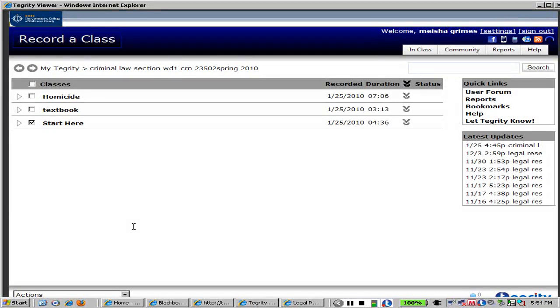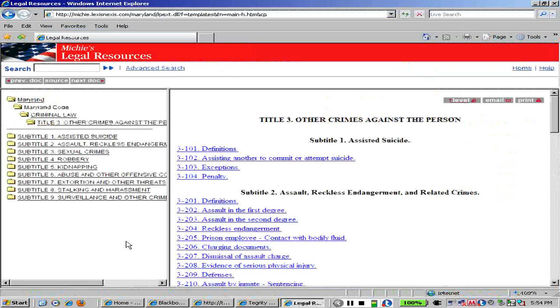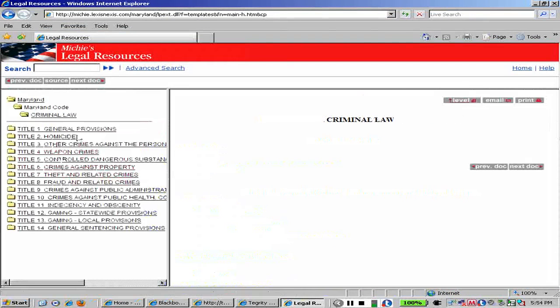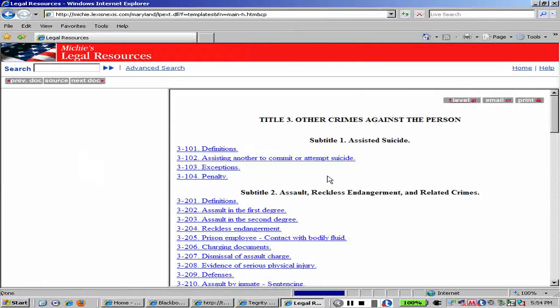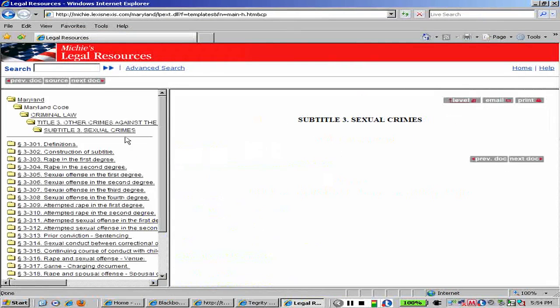This Tegrity lesson focuses on sex offenses. Sex offenses, again, are found in the Maryland Code Annotated Criminal Law article under Title III. So let's go back. We have criminal law, other crimes against the person. Click that link and here are your sexual offenses. So it's Subtitle 3, Title 3, Subtitle 3.